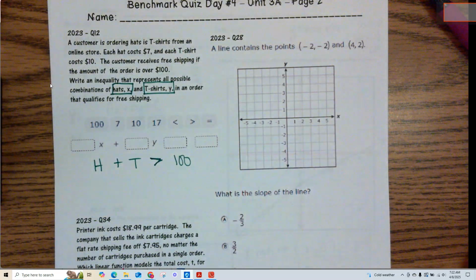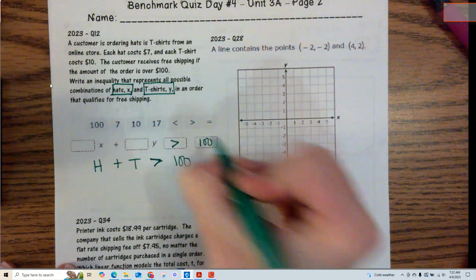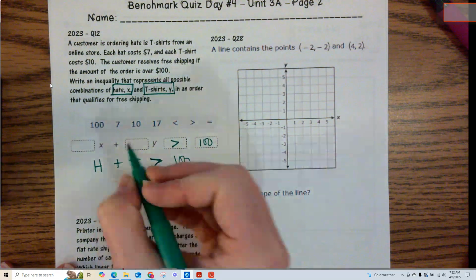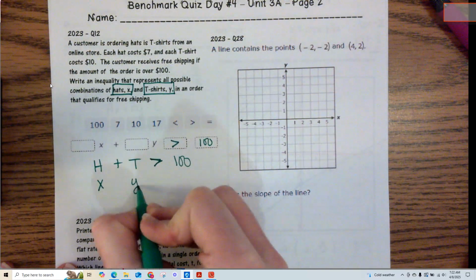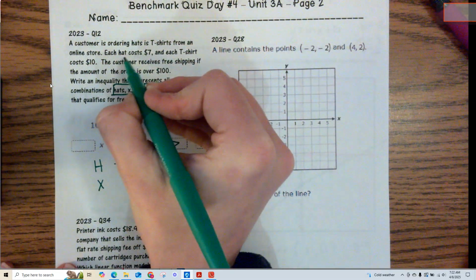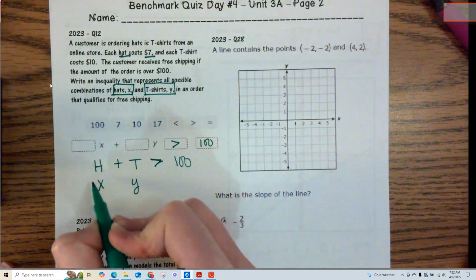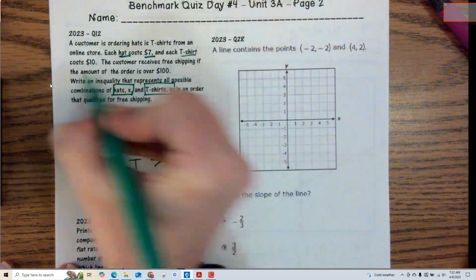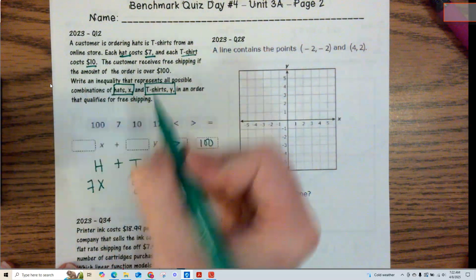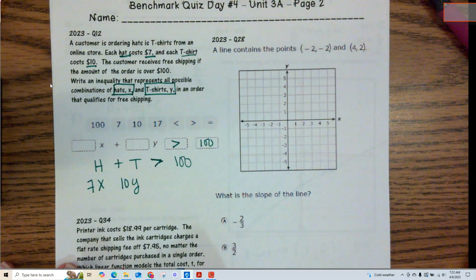So we know some pieces now. So we know our inequality is going to be greater than, and we know it's going to be greater than 100. All right. Hats is X. T-shirts are Y. Go back up to the problem. Each hat costs 7. Hat is X. 7 goes in front of the X. T-shirt costs 10. T-shirt is Y. 10 goes in front of the Y.